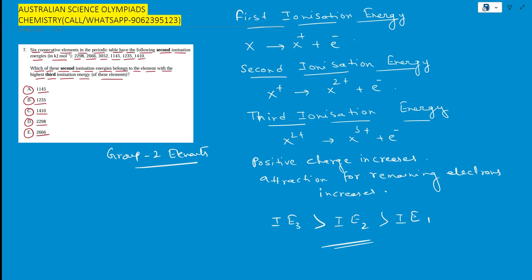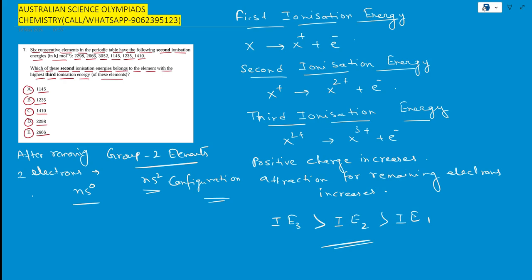Now, group 2 elements have ns2 configuration. And after removing two electrons, this becomes ns0. Now the atom reaches the noble gas configuration. So the third electron must come from the inner shell. And yes, the third ionization energy becomes extremely huge.